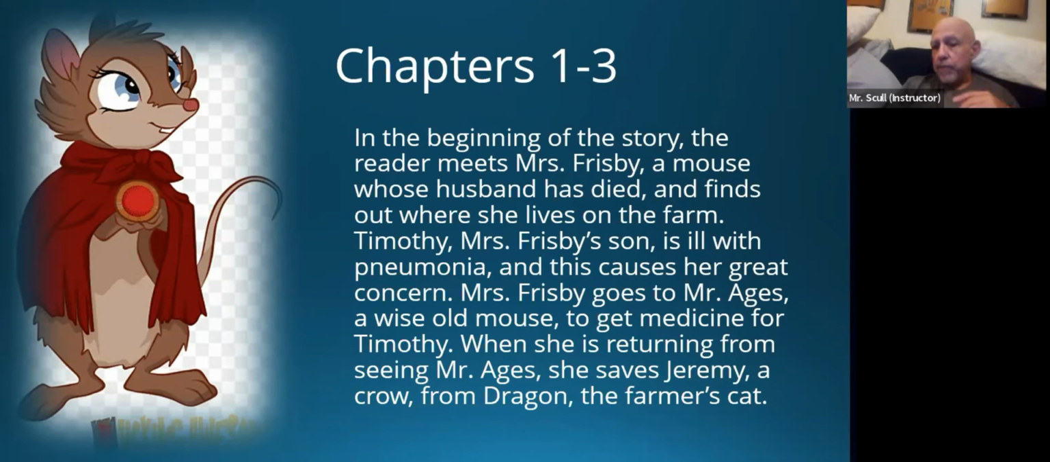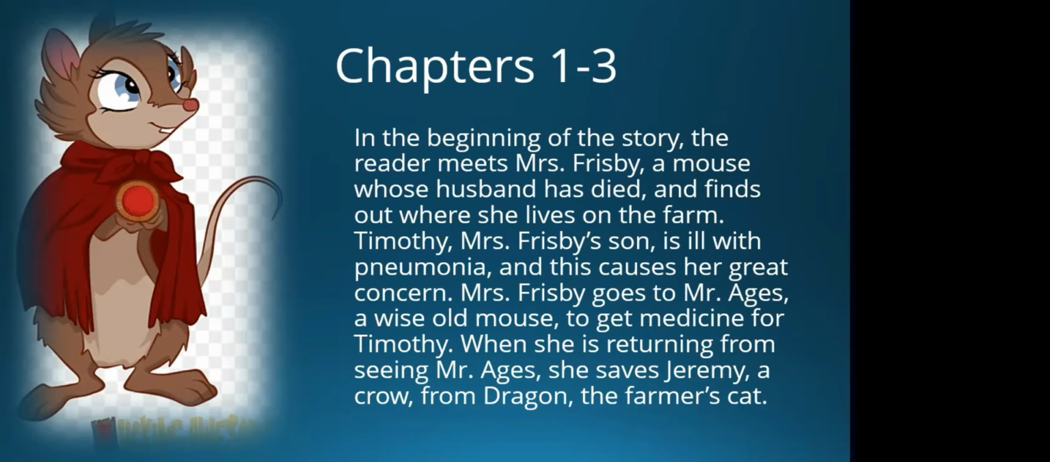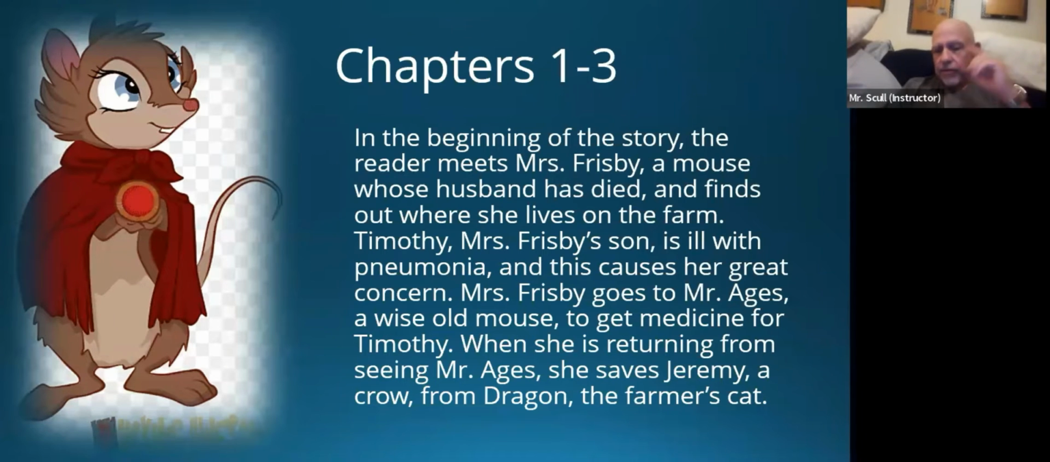Mrs. Frisbee goes to Mr. Aegis, a wise old mouse, to get medicine for Timothy. So Mr. Aegis is kind of like the wise archetype. He's the doctor for the mice. He's a mouse doctor. Yes, he's a mouse doctor. When she's returning from seeing Mr. Aegis, she saves Jeremy, a crow, from Dragon the cat. Dragon, he's kind of like the outlaw. He's the bad guy in this whole thing.